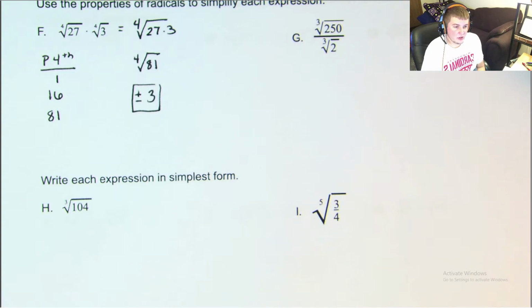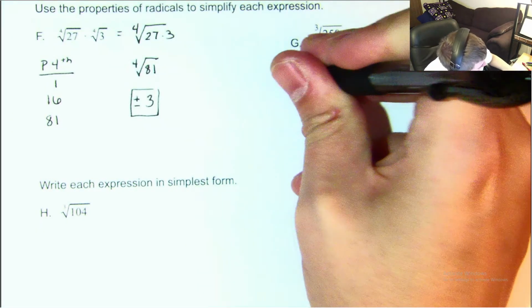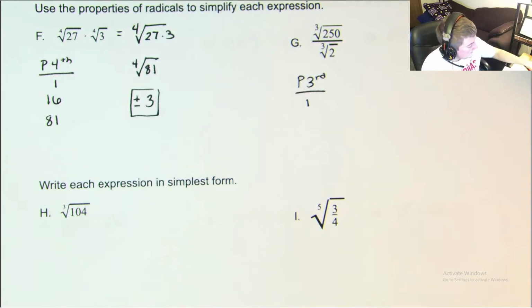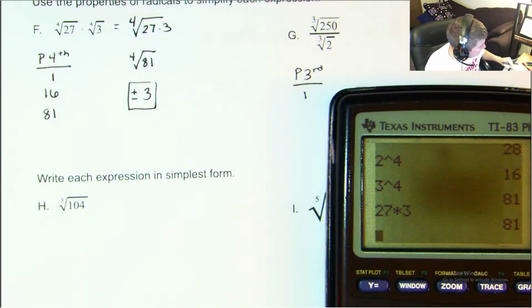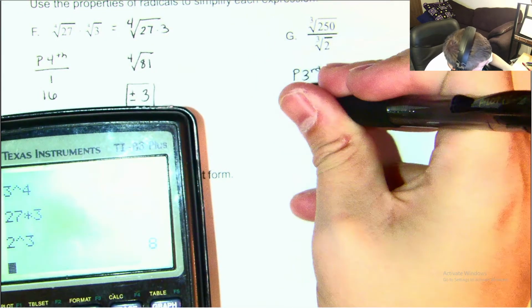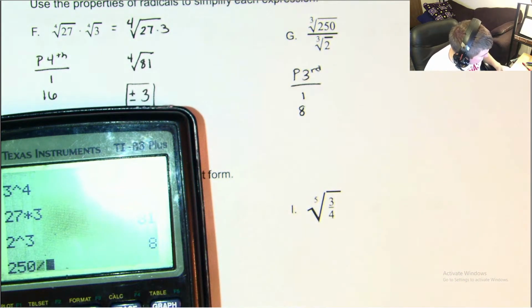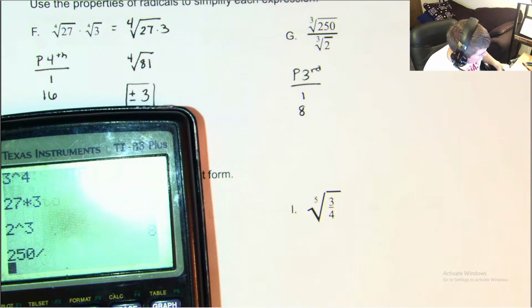Here I'm looking at perfect third powers. So let's identify our first few perfect third powers. 1 to the third power is 1. 2 to the third power is 8. I want to check whether 8 is going to divide out of 250 or not. And it does not, as you can see.